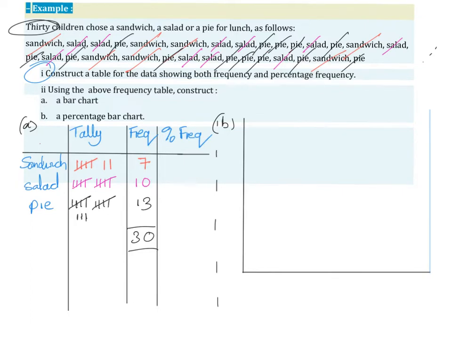Okay, I need to work out my percentage frequency now. My percentage frequency, I take the frequency, divide it by the total amount, and then times by 100. So 7 divided by 30 times by 100. What does that give you?